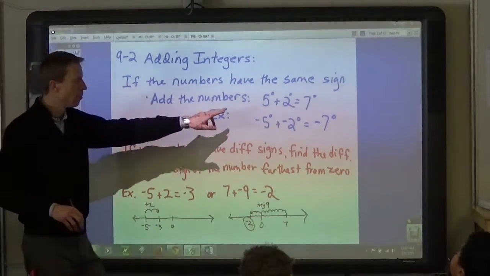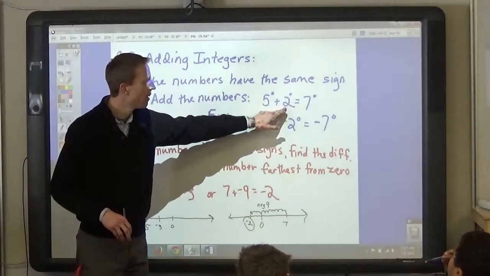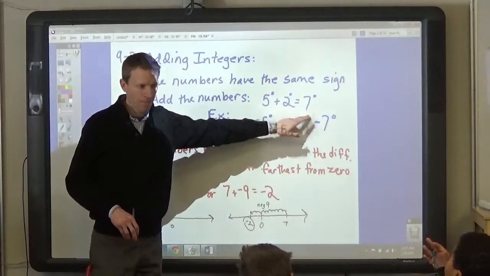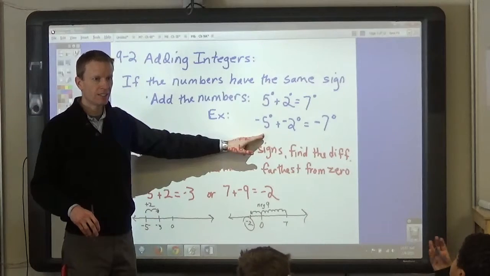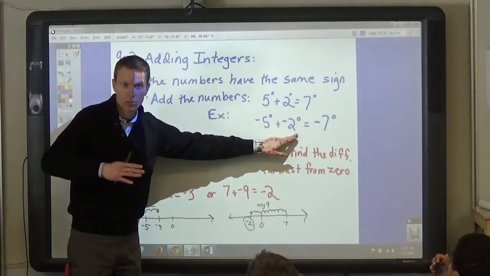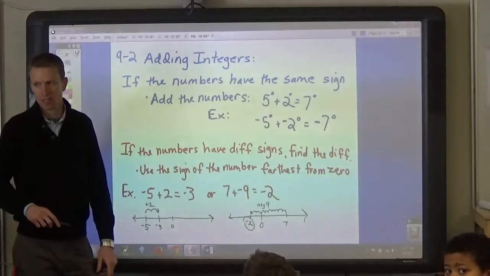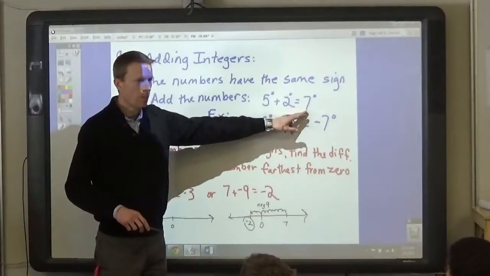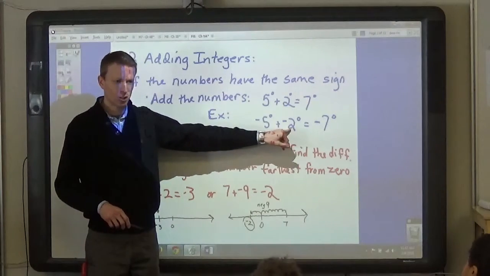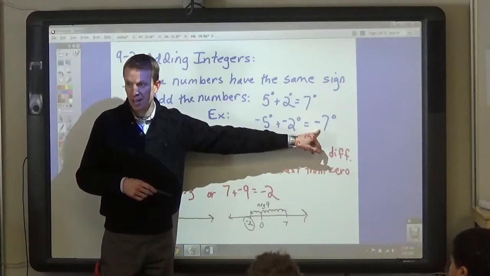Think of it, for example, if it was 5 degrees outside, and you added 2 degrees, it's 7 degrees, isn't it? But if it was negative 5 degrees, and you added negative 2 degrees, meaning that it went down 2 more, it'd be negative 7 degrees. The number 7 is there in both. However, since both negative 5 and negative 2 are negative, the answer is more negative.